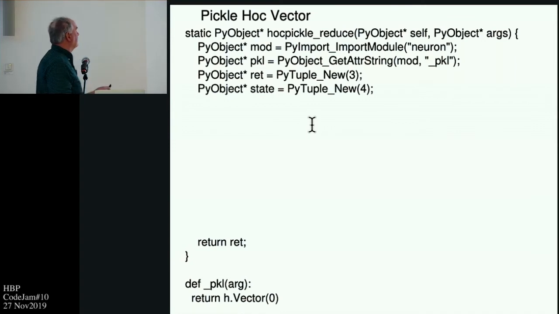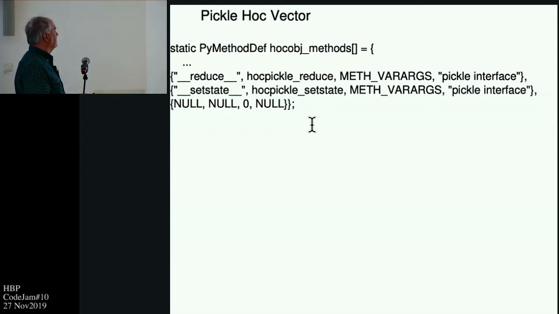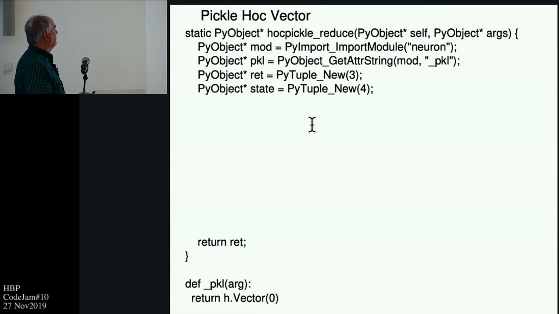So, when we pickle a Hoc vector and we have the reduce function, we have constructed... let me go backward one sec. Oops. So in the CAPI, the Python CAPI to NEURON, the Hoc object has a series of methods, which is true for all Hoc objects, and it includes the reduce and the set state. So the reduce function starts out as it receives a self object, which is the Hoc object itself, and arguments, Python arguments. And in order to reach a callback in Python, we import the Hoc module, import the module neuron, and then extract from one of the methods in the module the underbar pkl, pickle function.